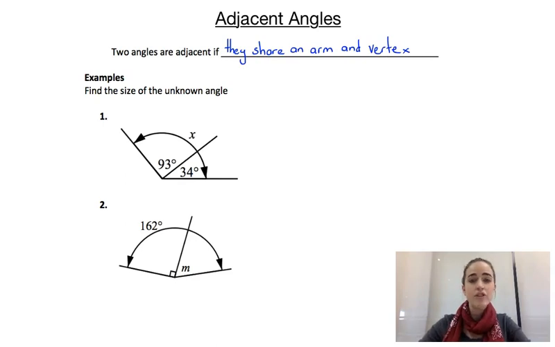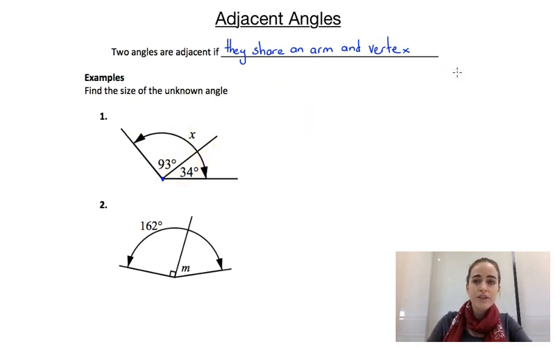In this video, I want to have a look at adjacent angles. So two angles are adjacent if they share an arm and a vertex. So for example, in this first one here, we've got this angle here, and it has a vertex at this point right here. And then we've got a second angle that also has this arm going along here, has the same vertex, and then it comes out a different direction. So these two angles are adjacent.